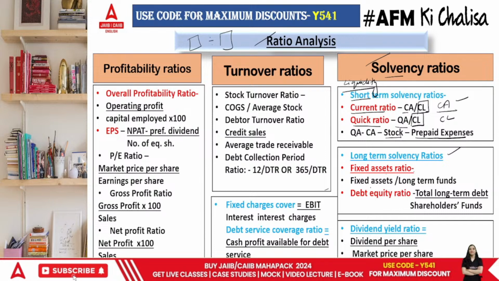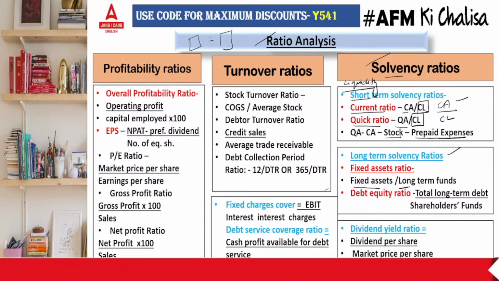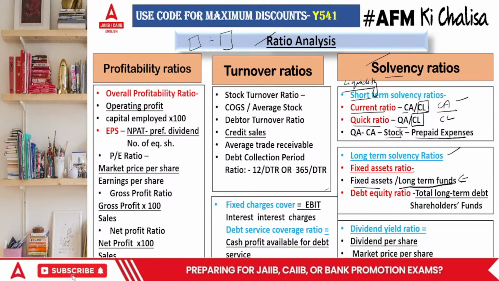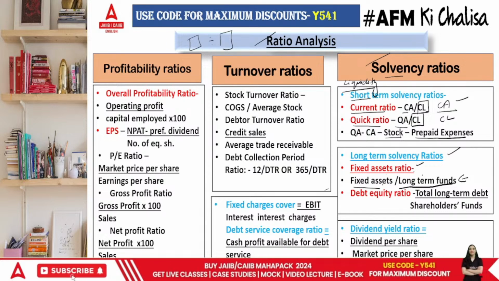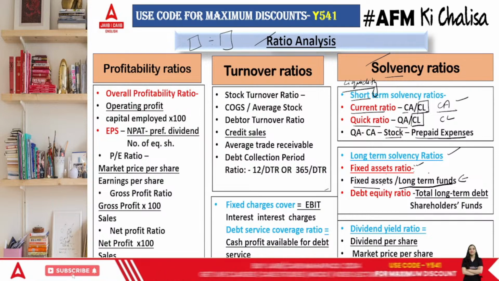Fixed asset ratio is fixed assets divided by long term funds. Long term funds matlab debts. How much of your fixed assets are built on your loans is your fixed asset ratio.